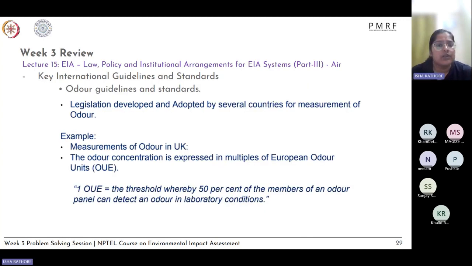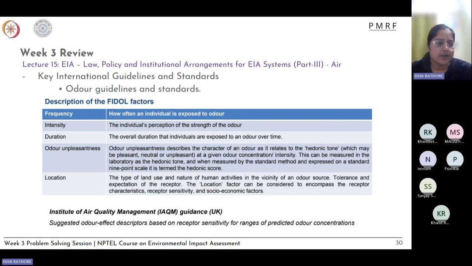Then, in terms of odor guidelines and standards, several countries have legislation around odor and the measurement of odor. For example, in the UK, they measure odor concentration in terms of OUE, the European Odor Unit. One OUE is the threshold where 50% of the members of an odor panel can detect an odor in laboratory conditions. Guidelines around odor consider five factors, which are the FIDOL factors.